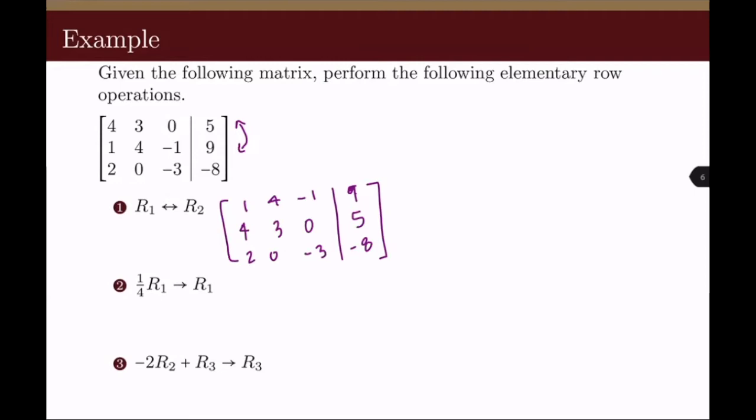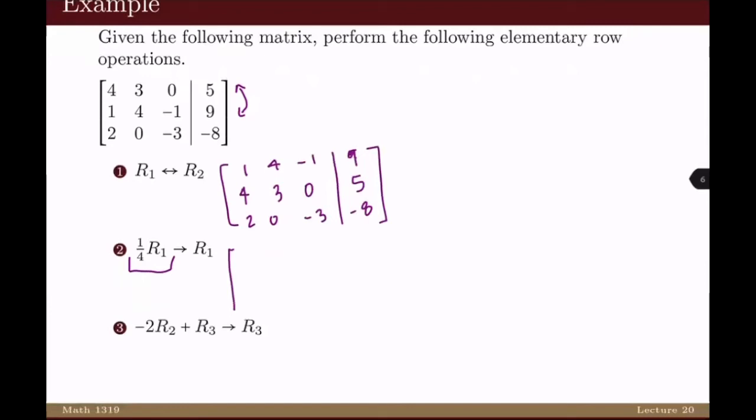Okay, the next thing is going to be, we want a quarter of R1 to be our new R1, our new row 1. So if we look at R1, we have 4, 3, 0, and 5. So what we're going to do is just take a fourth of all of those numbers. So 4 divided by 4 is 1, and then 3/4, and then 0, and then we'd have 5/4. Okay, and then nothing else changed.